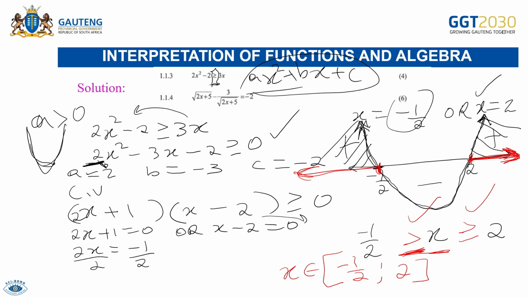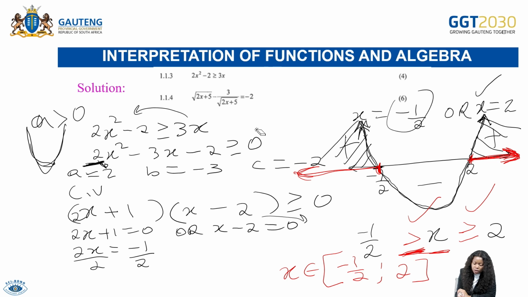1.1.4 is saying you must solve for x when you are given the square root of 2x plus 5, minus 3, all over the square root of 2x plus 5, equals -2. So you will notice that the square root of 2x plus 5 is a repetition. So what you do is you try to find a way to make it a little bit easier or simpler.